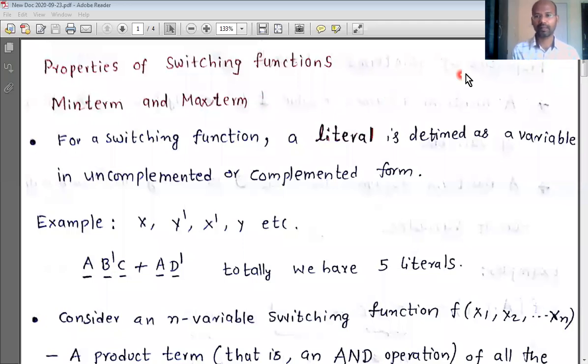Good morning. Today we will start with switching function properties. We have talked about switching functions. Switching function means, let's say you can use letter F or T, doesn't matter, f of x a comma b comma c, where f is a switching function. It has three Boolean variables. What are they? A, B, C. That is called a switching function. You may call it a Boolean function also.